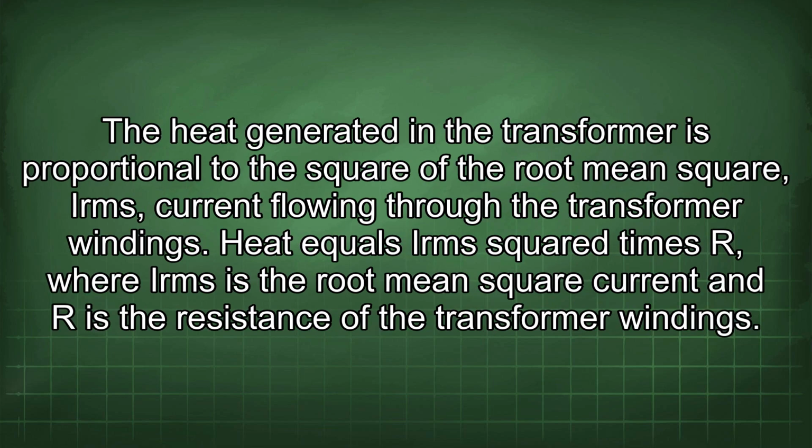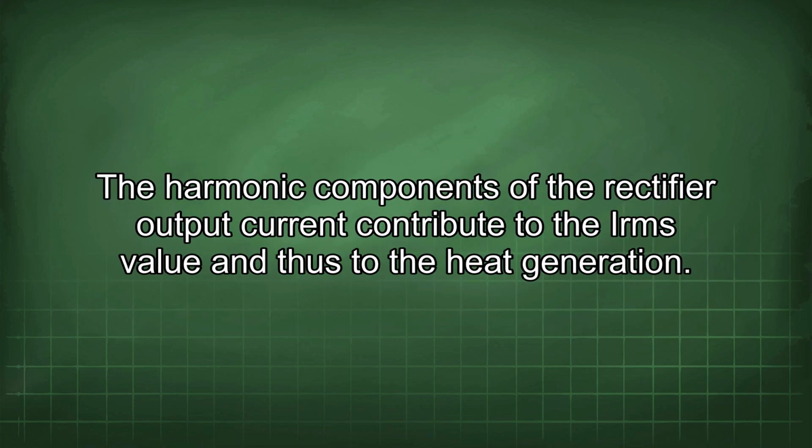The heat generated in the transformer is proportional to the square of the root mean square (RMS) current flowing through the transformer windings. Heat equals I_rms squared times R, where I_rms is the root mean square current and R is the resistance of the transformer windings. The harmonic components of the rectifier output current contribute to the I_rms value and thus to the heat generation.